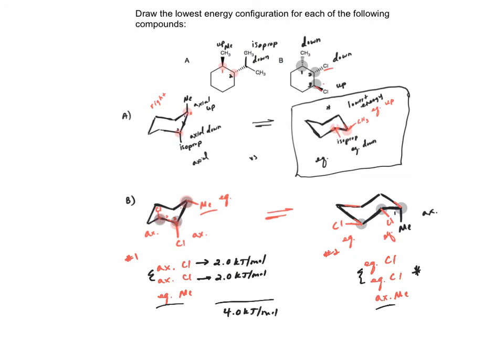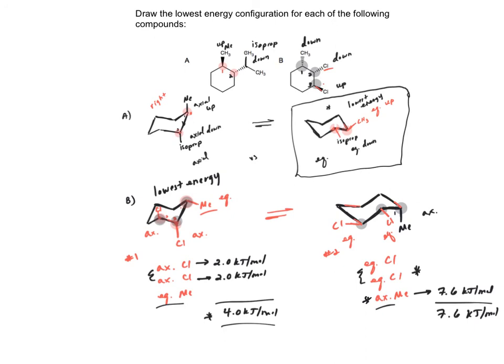Whereas if we look at the axial methyl group, that ends up being 7.6 kilojoules per mole. So the total energy penalty of putting that methyl group into the axial position is about 7.6 kilojoules per mole, versus only 4 for having 2 axial chlorines. So because of that, this is the actual lowest energy conformation. Even though you have 2 things in the axial position, those 2 things don't cost as much energy as having this one guy, right?